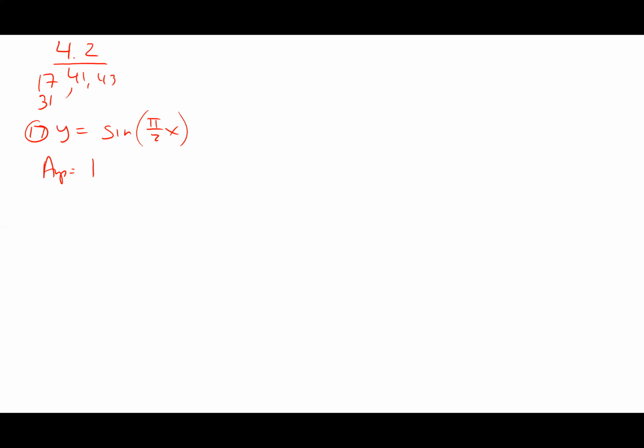Everybody agreed there. Period is going to be 2 pi divided by pi over 2. If we put it all in as fractions, 2 pi converts into 2 pi over 1, and pi over 2 stays as pi over 2. We keep this exactly the same, change to multiplication, and take the reciprocal of this guy. And yes, the pi's are gone, and we're left with 4.